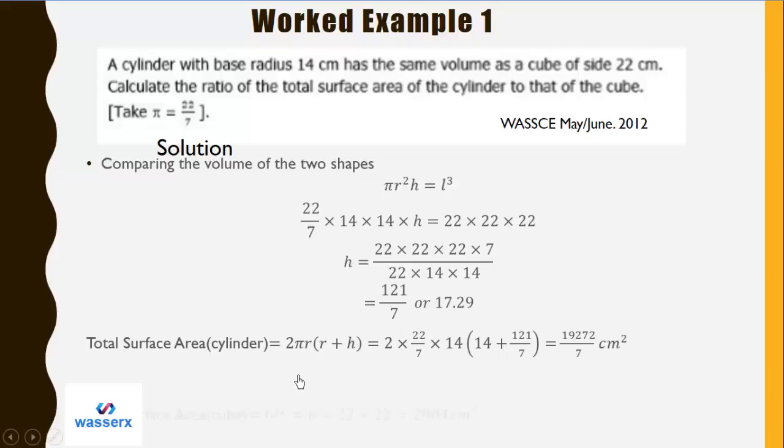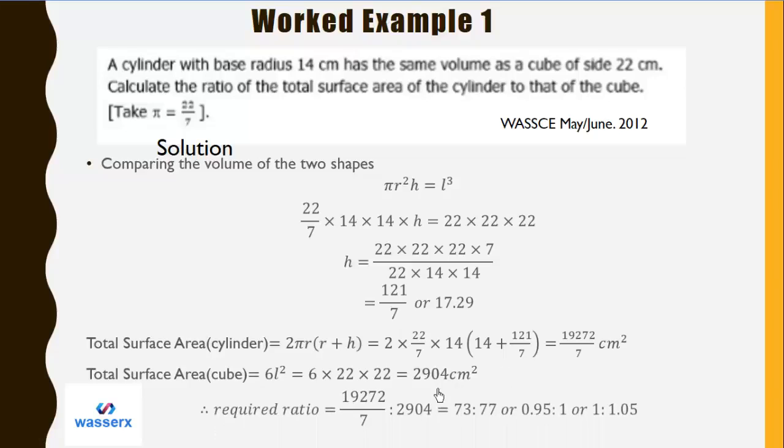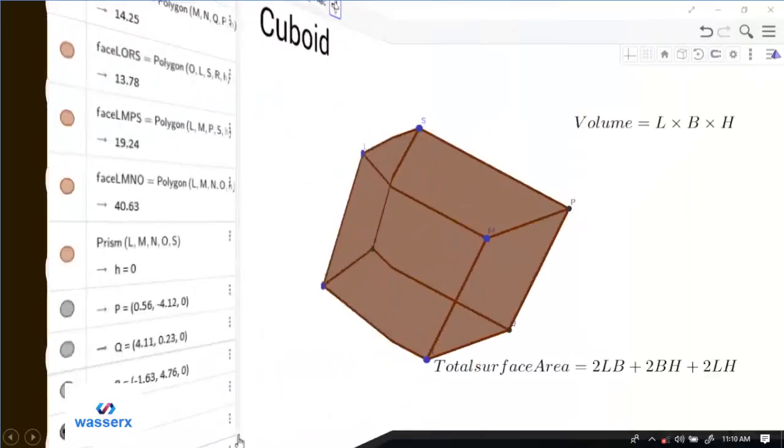Then next, we obtain the total surface area of the cube using the formula 6L squared, and that will give us 2904 centimeters squared. Now we take the ratio. So the ratio is 19272 over 7 is to 2904. And we simplify this to obtain 73 is to 77, or 0.95 is to 1, or 1 is to 1.05.